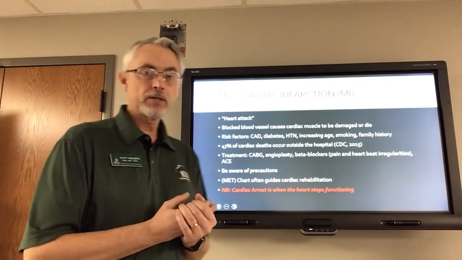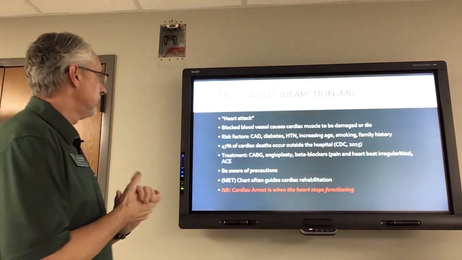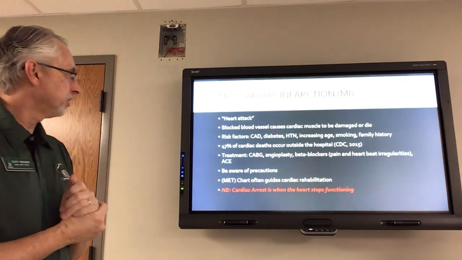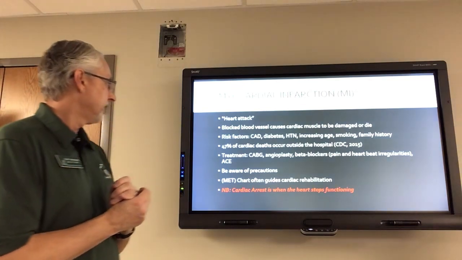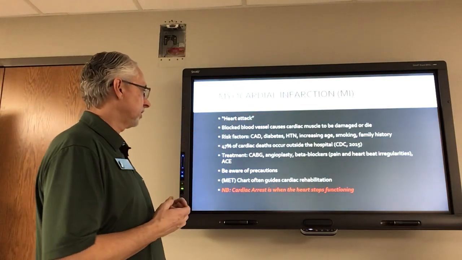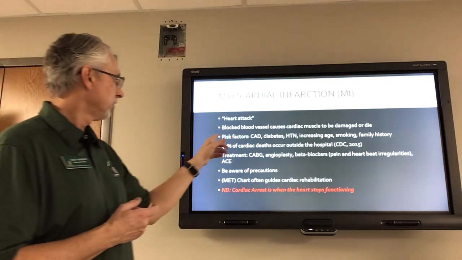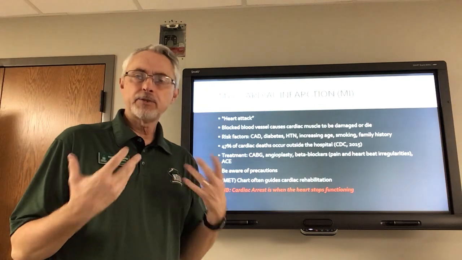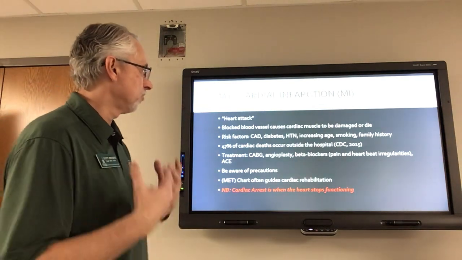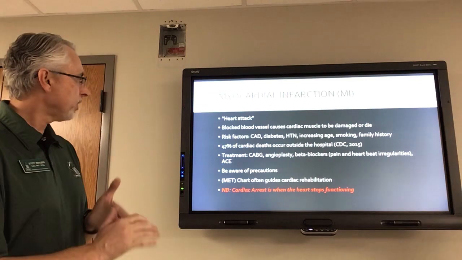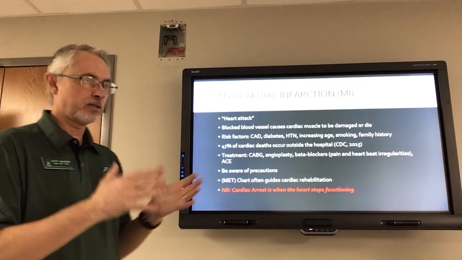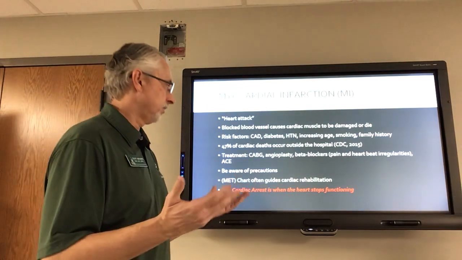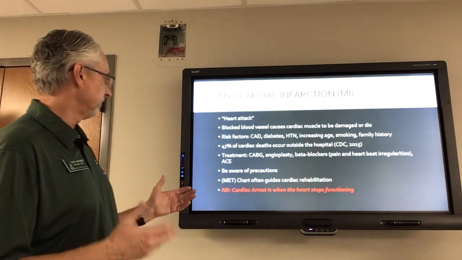Okay, myocardial infarction is a heart attack. It's caused by a blocked blood vessel, which causes cardiac muscle to be damaged or to even die. And these are some of the risk factors. And these are going to be recurring in all kinds of other conditions: coronary artery disease, diabetes, etc. If you struggle with high blood pressure, you're more at risk for developing a heart attack. 47% of cardiac deaths occur outside the hospital, which makes sense to me. They just have a heart attack, they die, they can't get to the hospital for treatment.